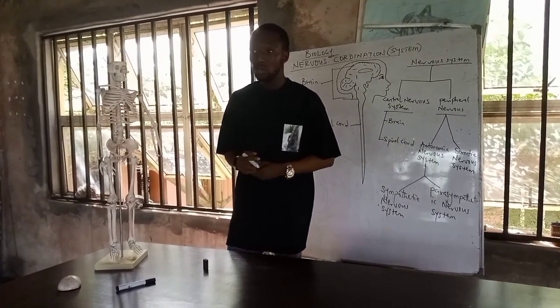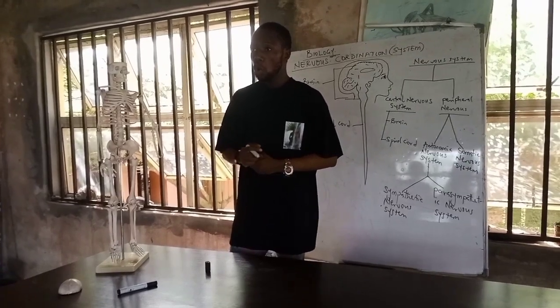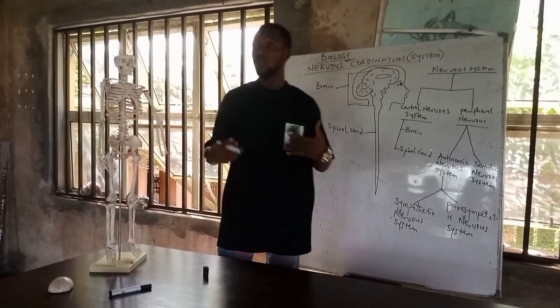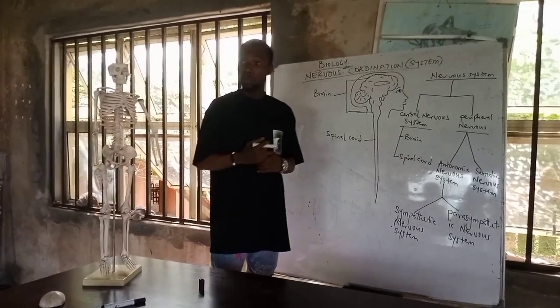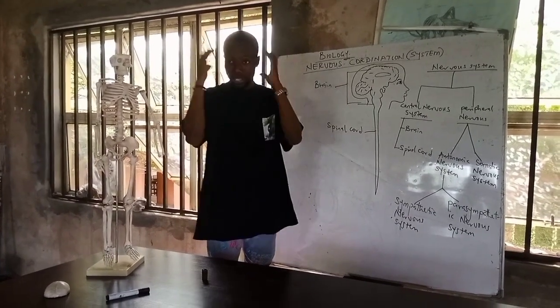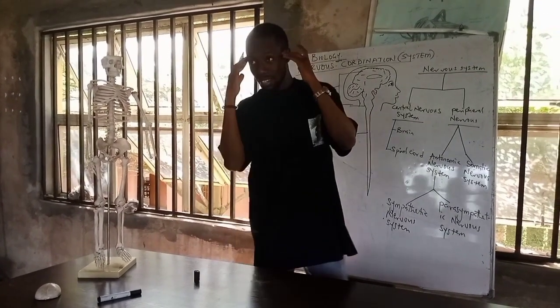Without the nervous system, we are useless. Do you understand? Human beings are classified as the most intelligent animal on earth because of our well-developed brain. What makes us an intelligent animal is the brain. Hope you know that.